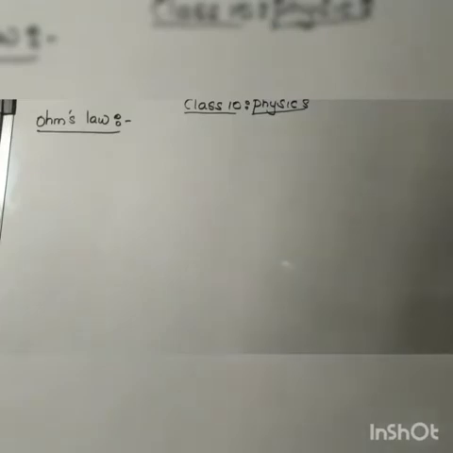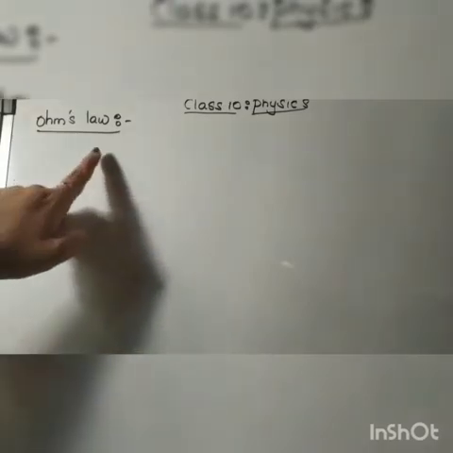Hello students. In the previous class we discussed potential difference as well as current. Potential difference is the amount of work done in bringing a charge from one point to another point, and current is nothing but the flow of charges in a given time. Now there is a law which relates potential difference and current. That law is called Ohm's law.